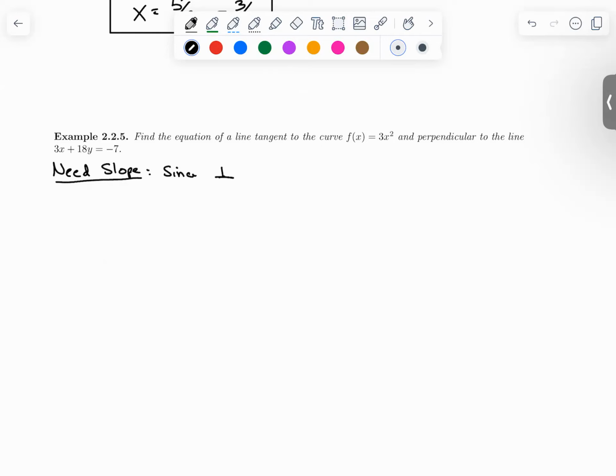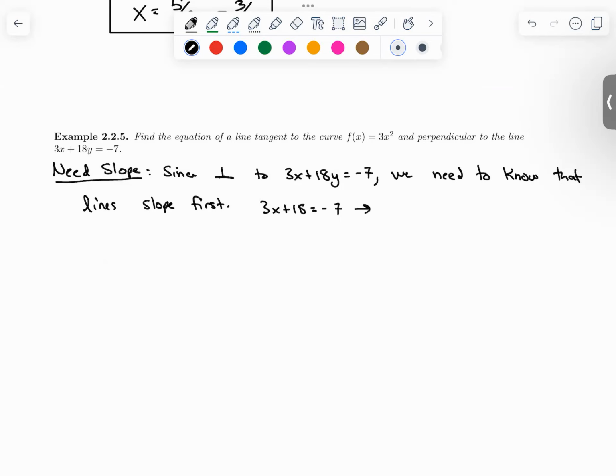You can write perpendicular or perp or whatever, but since it's perpendicular to 3x plus 18y equals -7, we need to know that line's slope first. Because if we don't know that line's slope, we're SOL. That line is in what we call general form. We want it in slope-intercept form because the slope-intercept form will give us the slope. So 3x plus 18y equals -7.